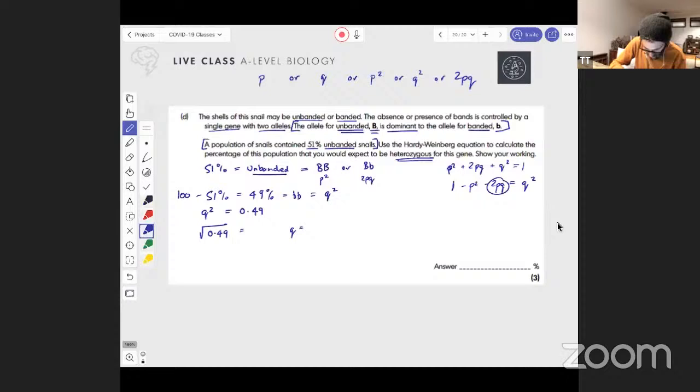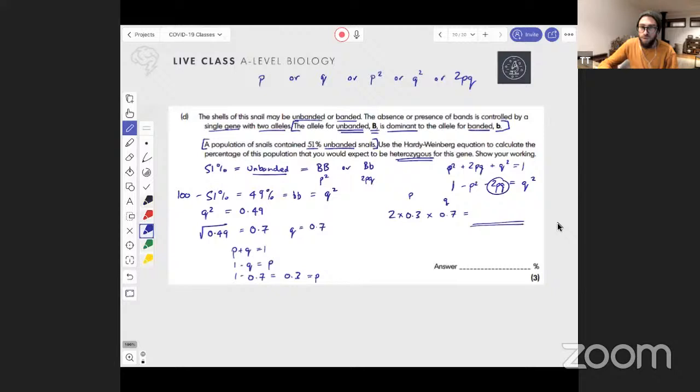So now we can use the equation P plus Q equals 1. So 1 minus Q is equal to P. So 1 minus 0.7 is 0.3. That's one I'll let you do in your head. So that equals P. So now to find 2PQ, it's 2 times 0.3 multiplied by 0.7, which equals our final answer, 0.42.